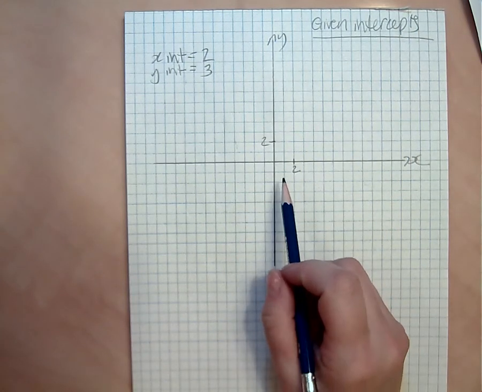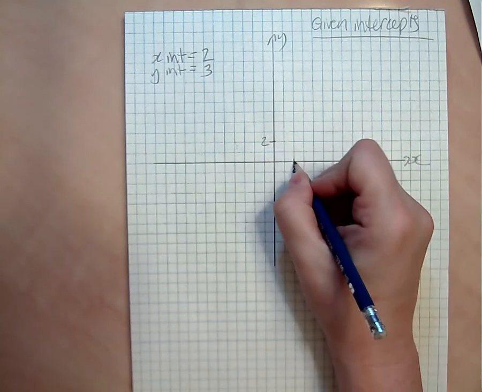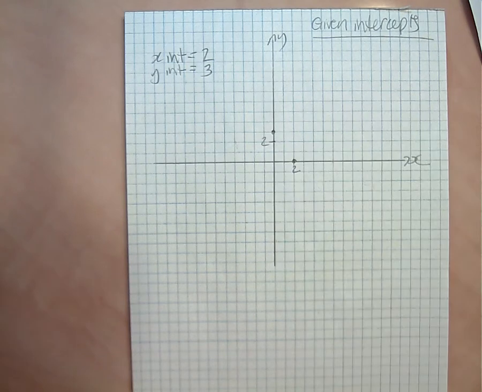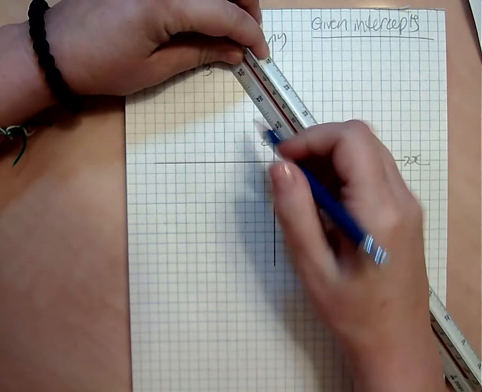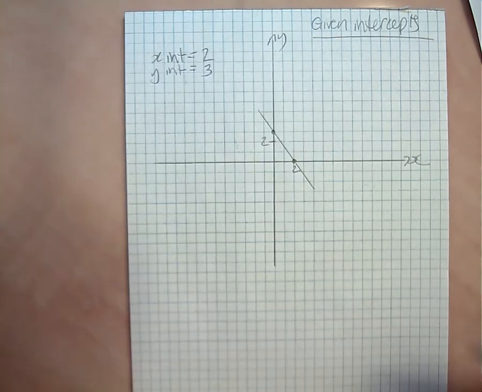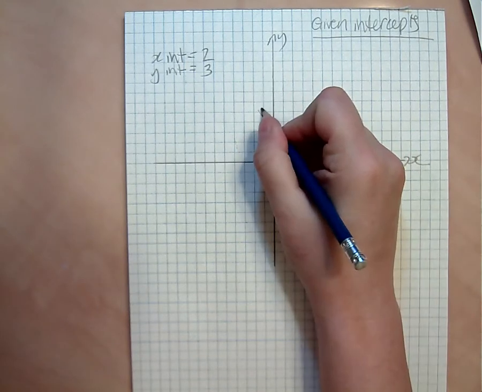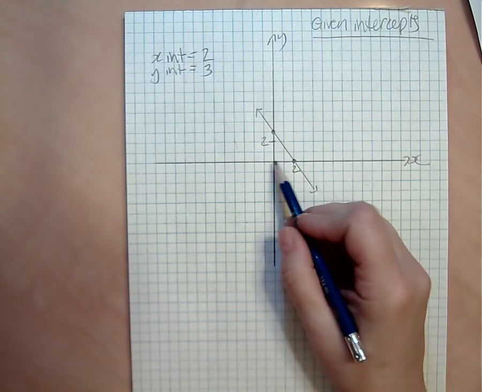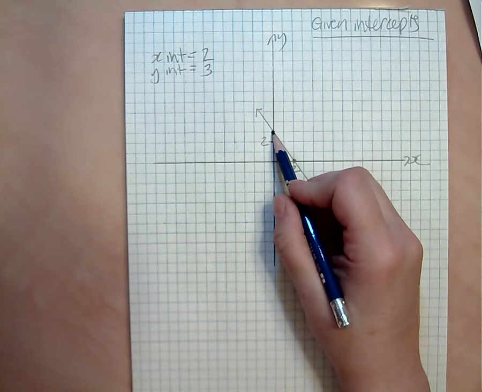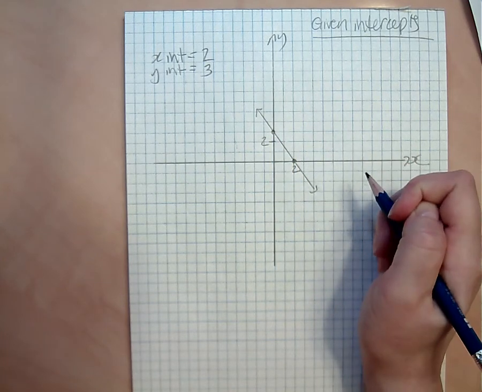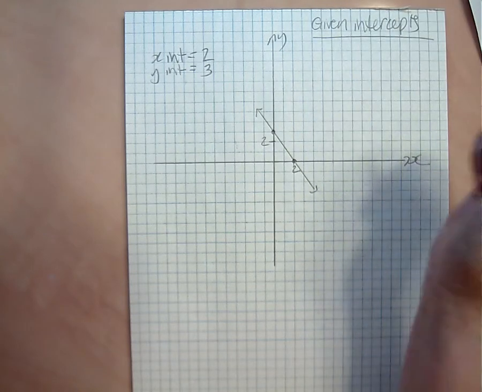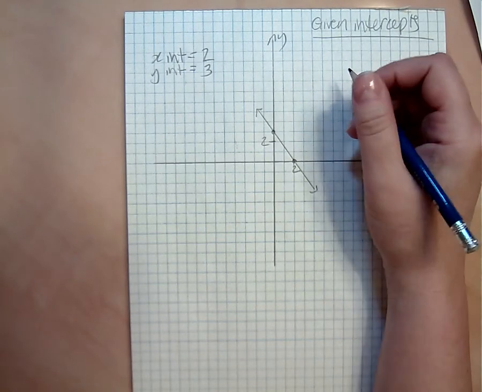So let's plot these points. The x-intercept is 2. The y-intercept is 3. The line looks like this, right? So the x-intercept is 2, the y-intercept is 1, 2, 3. And now we need to find the equation of the line and put it in standard form. Just because. No reason, I just made up the question to be like that, standard form.